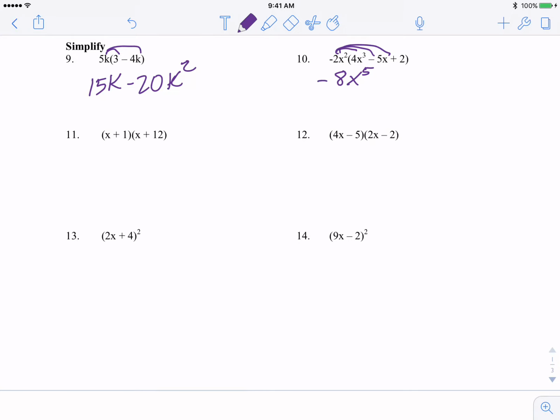My second rainbow, negative 2 times negative 5 is a positive 10. X squared times x would be x cubed. And the last rainbow, negative 2x squared times a positive 2 is negative 4x squared.